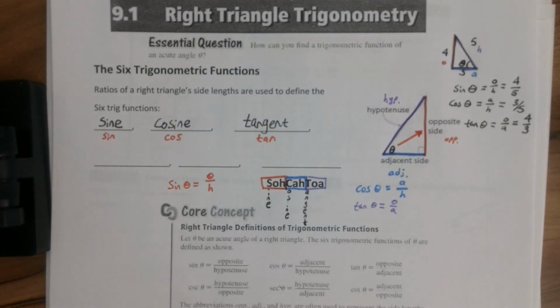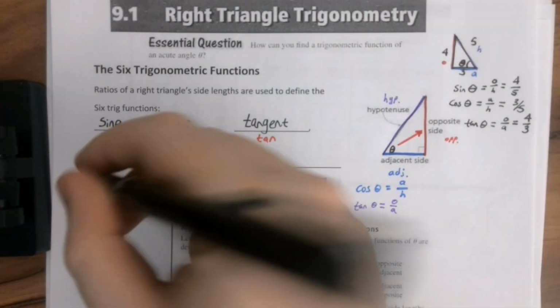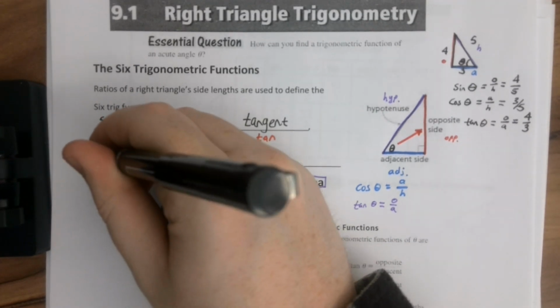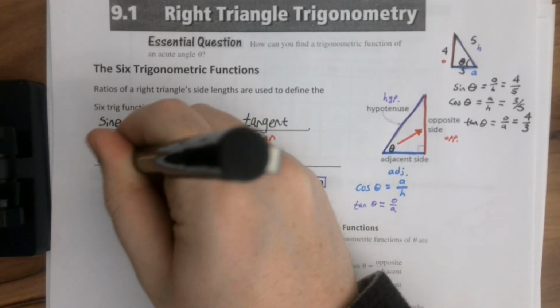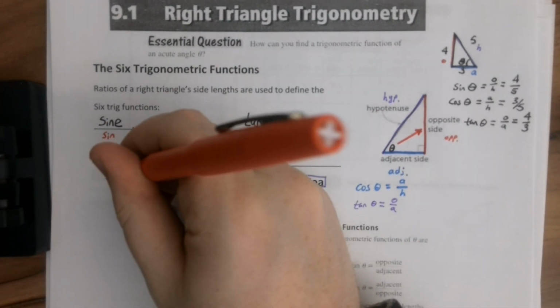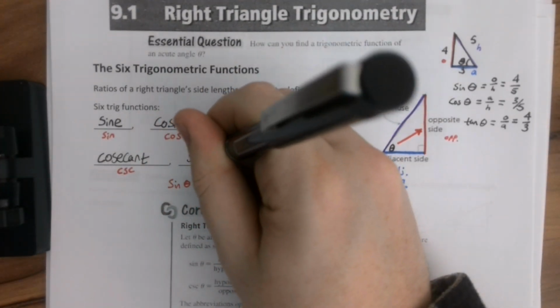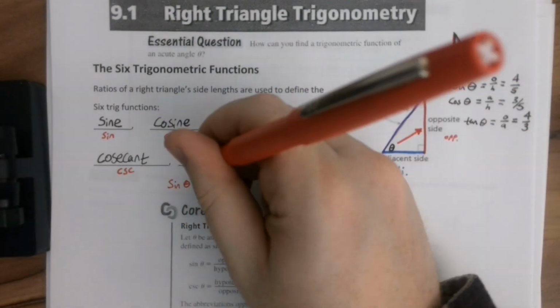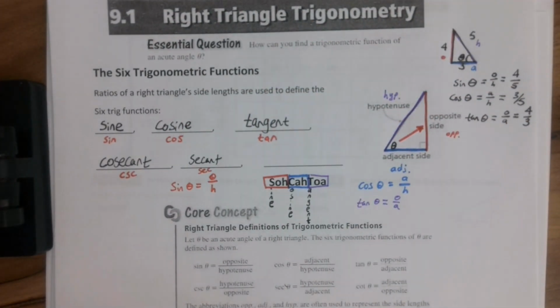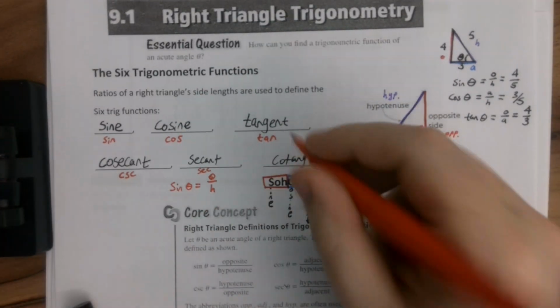These are what we've learned in geometry already, so none of this should be new. However, there are 3 more trig functions that we are going to be seeing. This is something that is new. They are called cosecant, which is abbreviated as CSC, secant, which is abbreviated as SEC, and cotangent, abbreviated as COT.